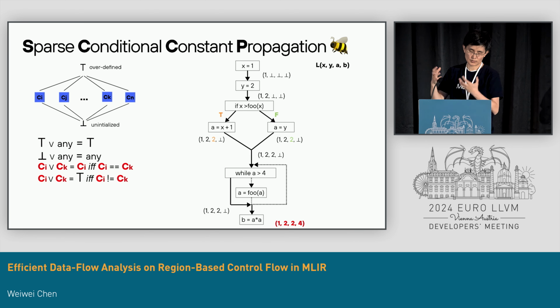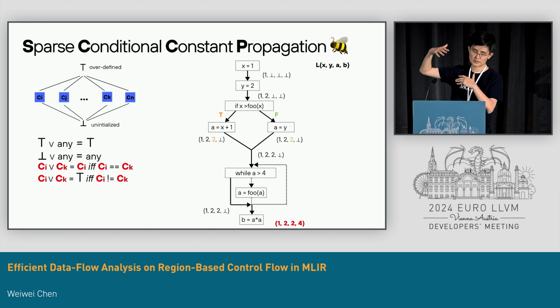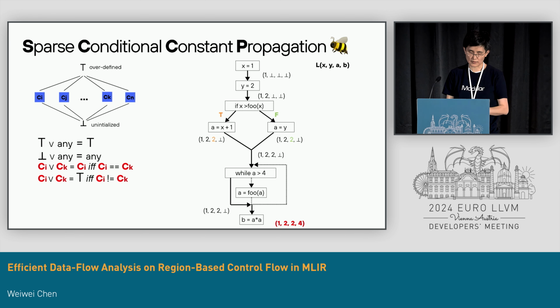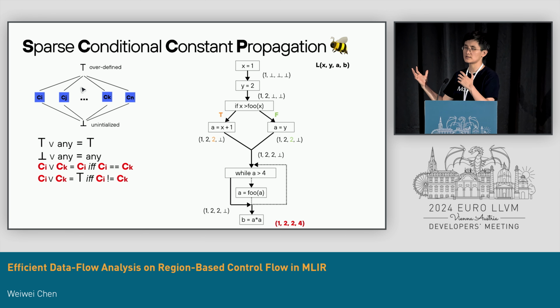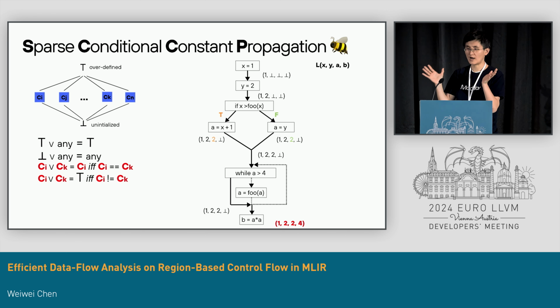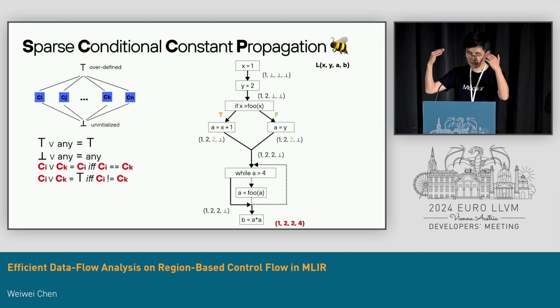Any element joining with the top becomes the top. Any element joining with the bottom is the element itself. And in between, for any constant joining with another constant, if they're the same constant, then they stay as the same constant. If they're not, then they become overdefined. So it's a pretty simple lattice, only of height 2.